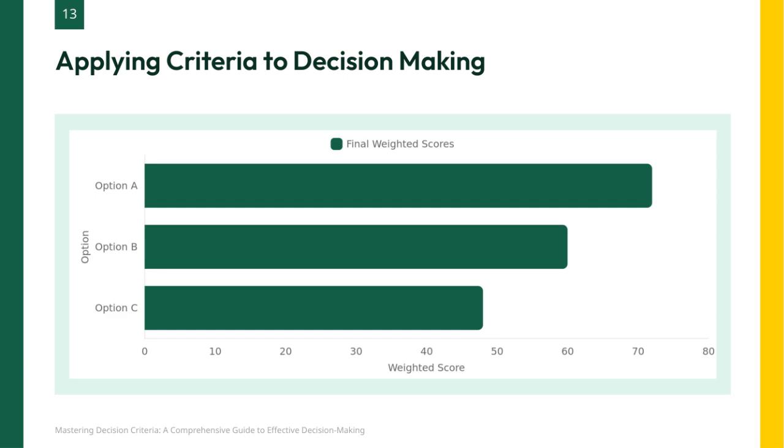These scores help us objectively compare each alternative by quantifying how well they satisfy the key factors in our decision-making process. This approach ensures that our final selection is data-driven and balanced according to the priorities we've established.